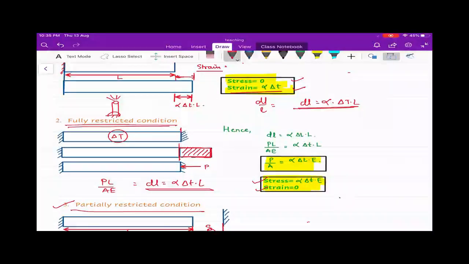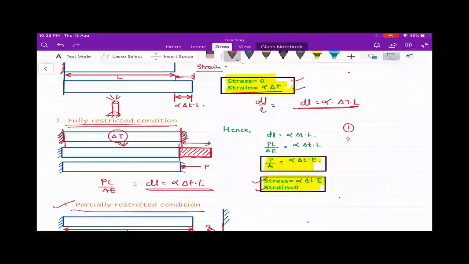Now here, from both the ends, the rod is fixed between rigid supports. And now if we try to change the temperature of this rod by providing heat, as soon as we provide heat, the temperature will increase, and with the increase in temperature the material will try to expand. But as it is fixed between two rigid supports, it will not be allowed to do so. If we are not allowing this rod to expand, what will happen?